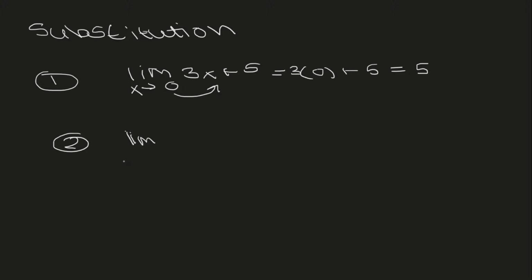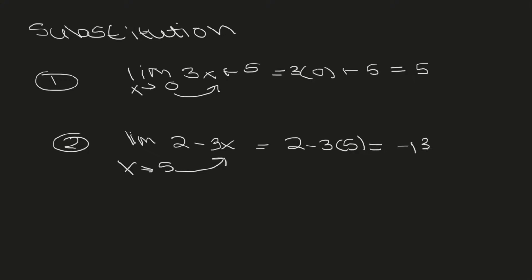The limit as x approaches, let's say 5, of 2 minus 3x. Still pretty simple. Take 5 and put it right into x. So 2 minus 3 times 5, that's 2 minus 15, which is negative 13. Pretty easy, right? Let's do something a bit more complicated. But you should still be able to solve this using substitution.